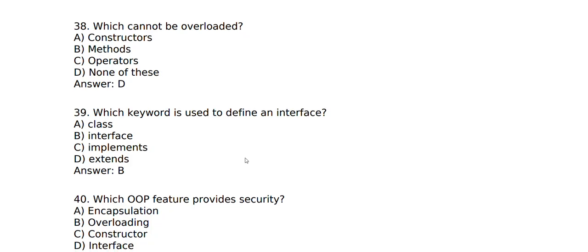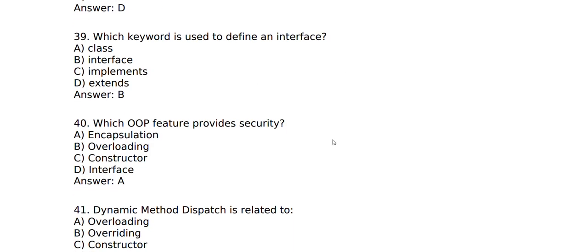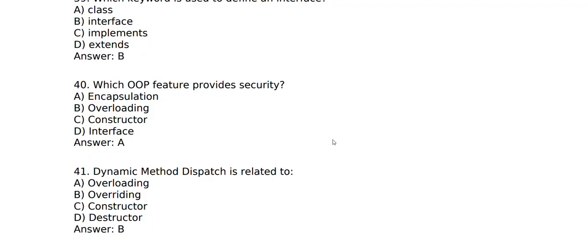So which keyword is used to define an interface? That is interface, and then you have the interface name. And for implementing, the keyword is implements. Which OOP feature provides security? It is encapsulation, because it combines data members and member functions in a single unit. Dynamic method dispatch is related to method overriding. So the option is overriding.